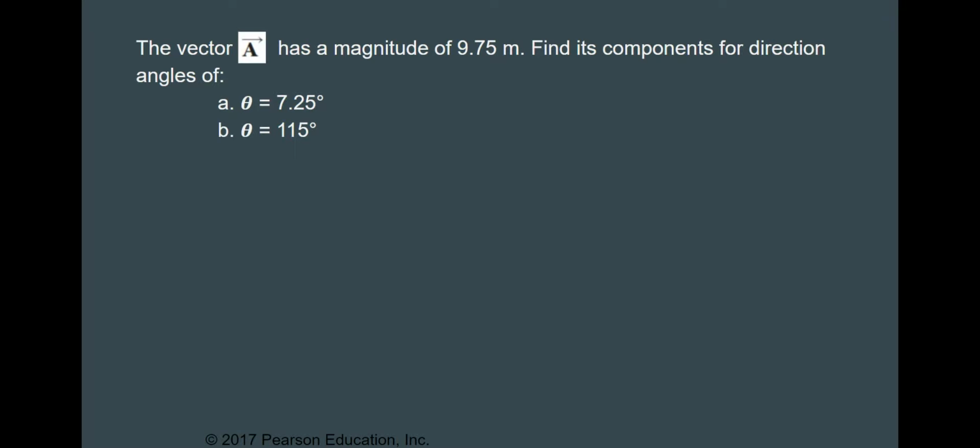Okay. And let's look at another problem. So this time we know that we have a vector and it has a magnitude of 9.75 meters. We want to know its components, so the x and y component, for direction angles of 7.25 degrees and 115 degrees.